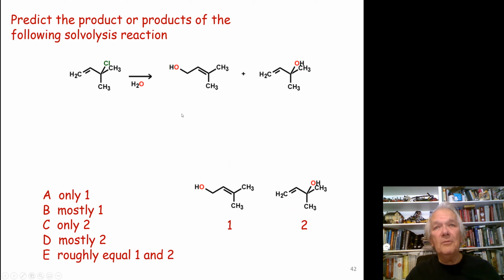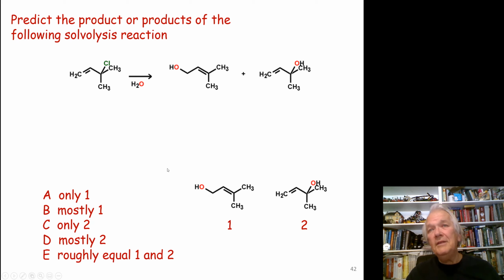Okay, so let's look at this in a little more detail. What's the product going to be? If we do this reaction, there are two products. I've given the secret away here. But what are the relative amounts? You can get the primary alcohol. You can get the tertiary alcohol. Which one are you going to get the most of?